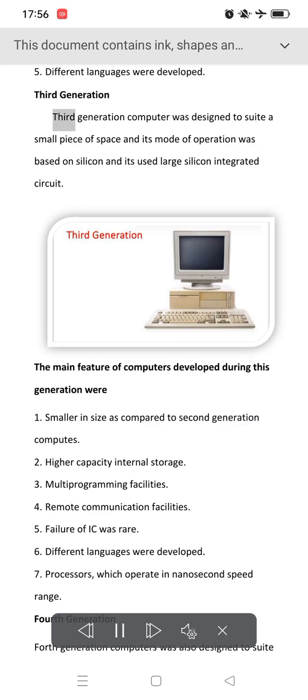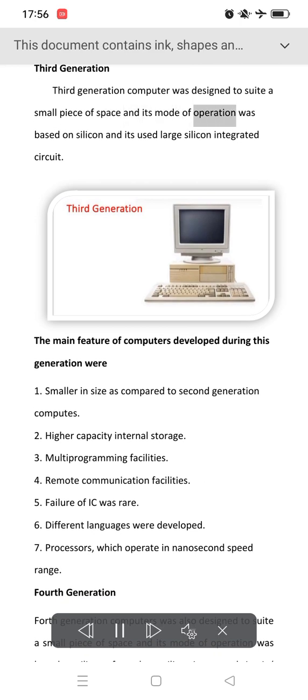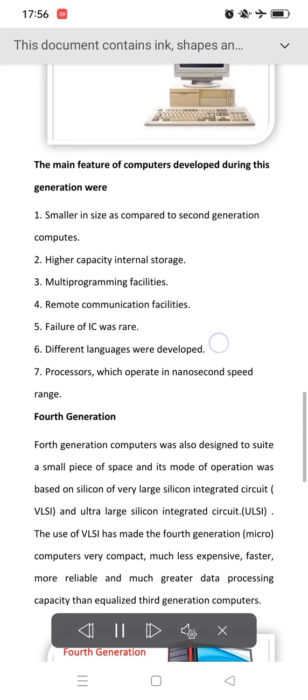Third generation. Third generation computer was designed to suit a small piece of space, and its mode of operation was based on silicon, and it used large silicon integrated circuits.